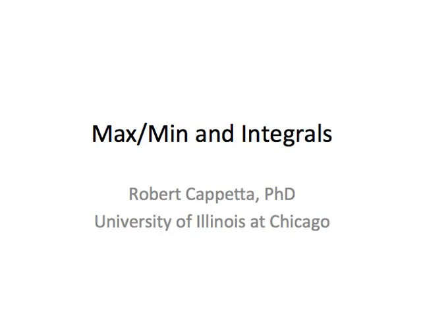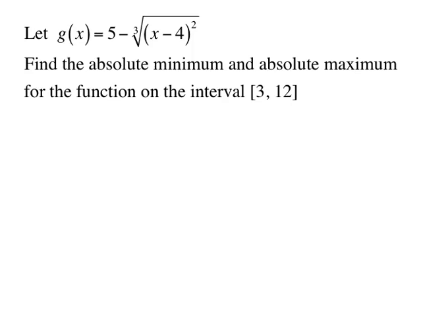This is Bob Capetta from the University of Illinois at Chicago, and this lesson is on max-min problems as well as some integrals. We start with the function g of x is 5 minus the cube root of x minus 4 squared, and our goal is to find the absolute minimum and absolute maximum for this function on the interval from 3 to 12.